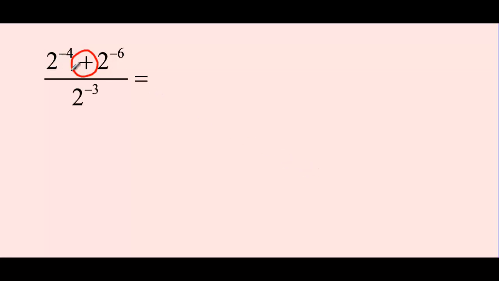We need to actually individually look at each of these powers and evaluate them individually. So 2 to the exponent negative 4 we know is the same as saying 1 over 2 to the exponent positive 4. And 2 to the exponent negative 6 is the same thing as saying 1 over 2 to the exponent positive 6. And 2 to the exponent negative 3 is the same thing as saying 1 over 2 to the exponent positive 3. Again, no exponent rules can happen. We have an addition sign. So let's look at what these fractions are when we evaluate.